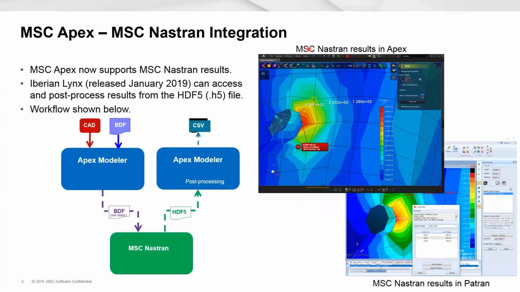And with the most recent release of MSC Apex called Iberian Lynx, it came out in January, right at the first of the year, and it can now access in a workflow the HDF5 file that comes from an exported file. So if you think of the workflow, start in Apex, either bring it in CAD or PDF, do some kind of modeling task, set up an analysis, do the analysis, and instead of running with the solver, you run it by exporting the BDF, run it with Nastran, and you get an HDF5 file from that. You can attach that matching file and do your post-processing inside of Apex, whatever kind of modeling you want.